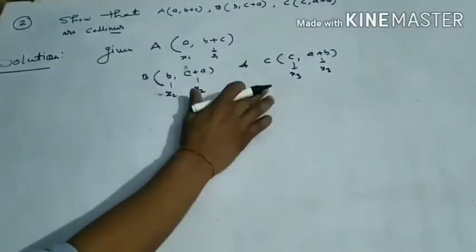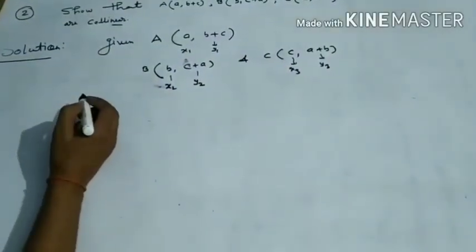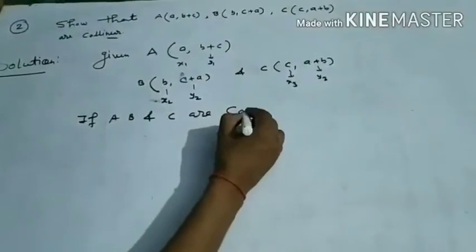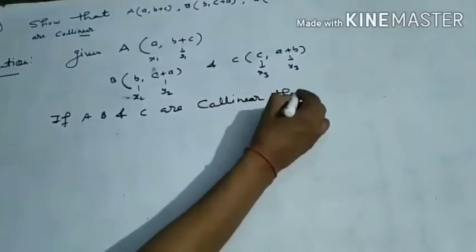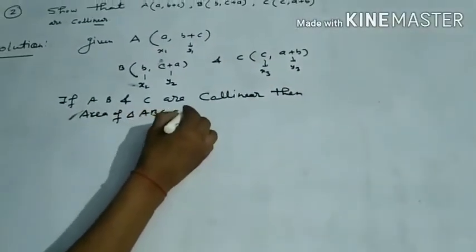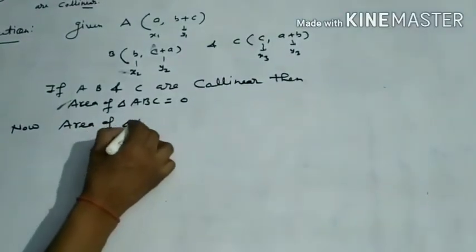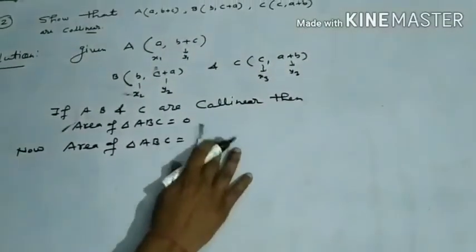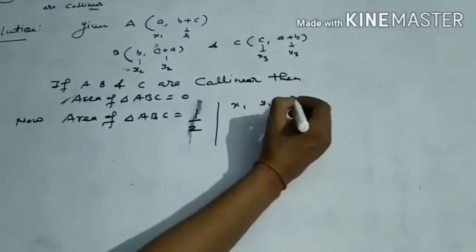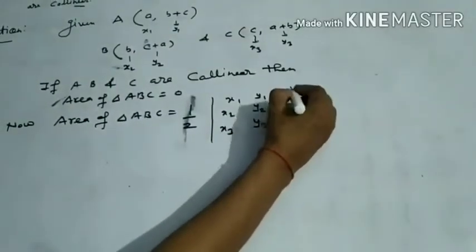Now if A, B, and C are collinear, then the area of triangle ABC should be 0. The area of triangle ABC is equal to 1/2 times the determinant with rows x1 y1 1, x2 y2 1, and x3 y3 1.